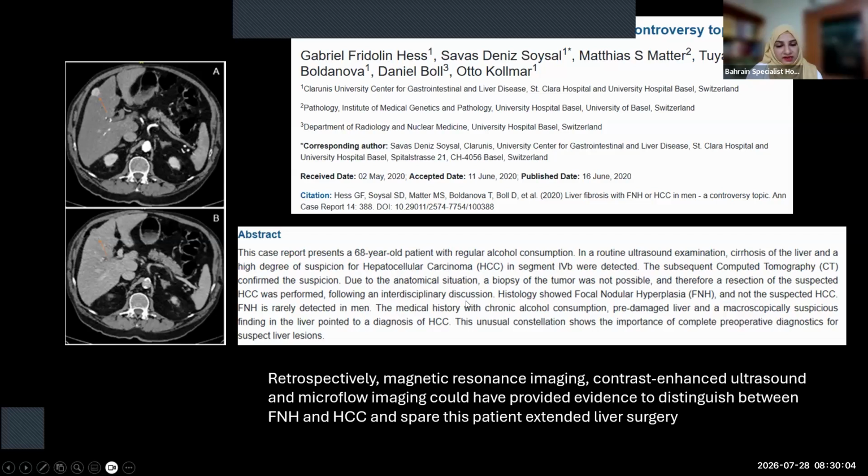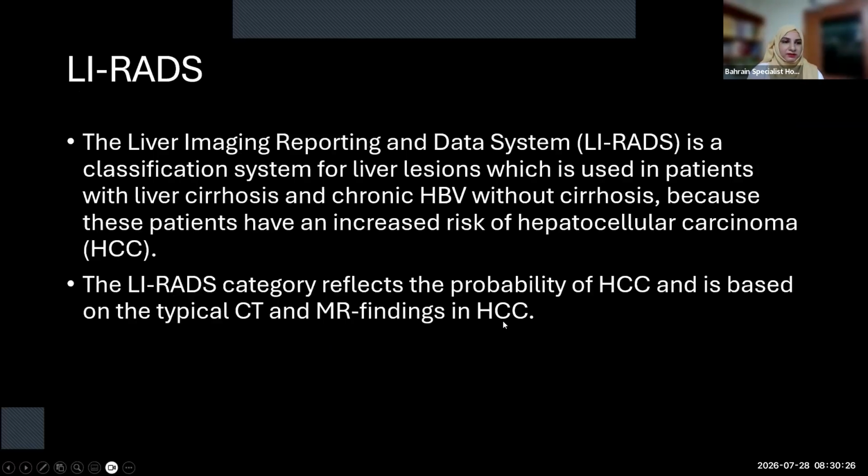So this case report indicates that, perhaps, as the author says, if they had done pre-surgical imaging like MRI or dynamic ultrasound imaging to characterize this lesion further before subjecting him to surgery, they may have avoided the surgery in this patient. But again, there is no definite diagnostic criteria which LIRADS or any other community has come up with yet.